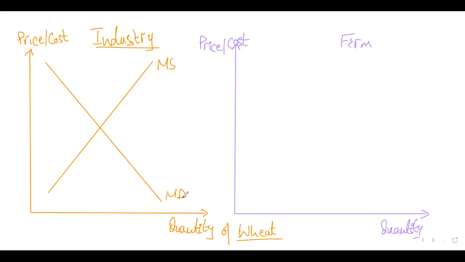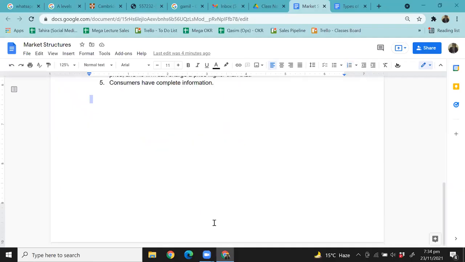Students, are you following me? This shouldn't be difficult, right? So market supply is the aggregate production from all the farmers that are producing wheat in Pakistan. And similarly, let me write this definition down so that you don't forget.